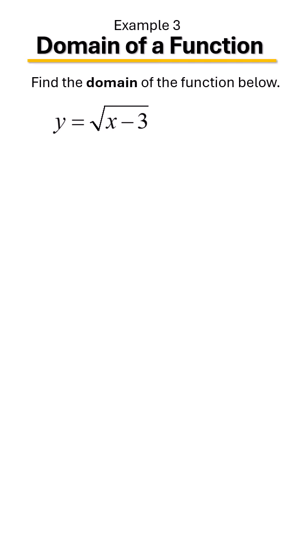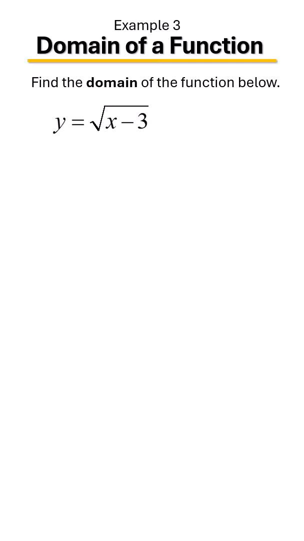In this example, we're asked to find the domain of the function below. Here we have a square root function. We know that because it's under the radical here. And you notice you don't see an index here, so it's understood to be square root.